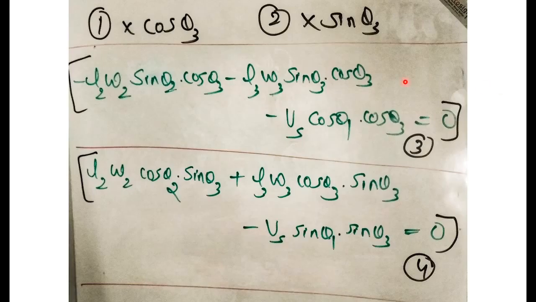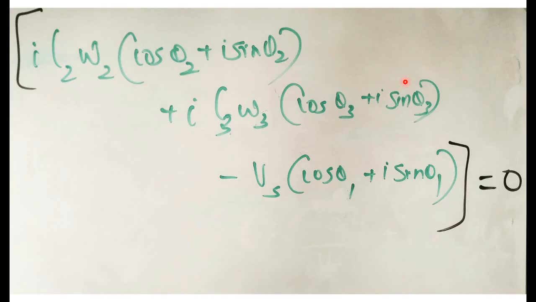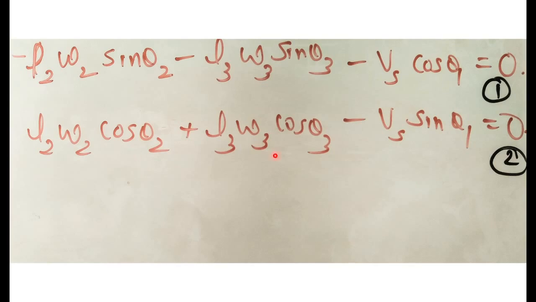Then you write the imaginary part. Here the imaginary part is L2 omega 2 cos theta 2 plus L3 omega 3 cos theta 3 minus, here the imaginary part is the sin term, Vs sin theta 1. So that is the second expression, that is equation 2. What is the next step?